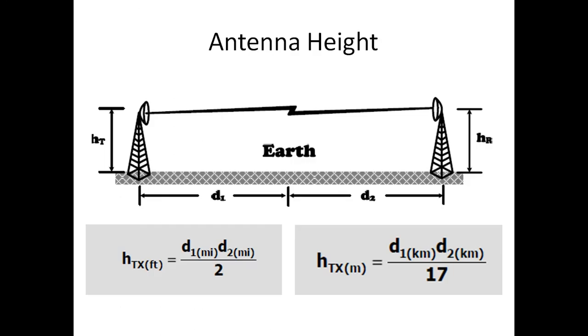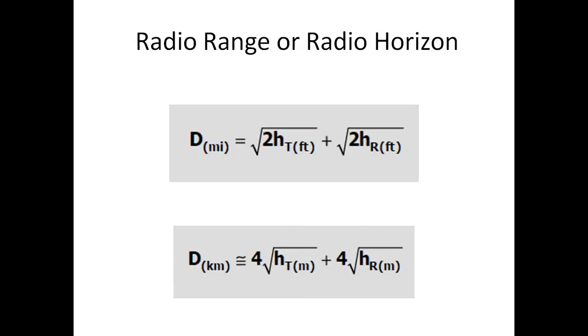So, antenna height in feet is equals to D1 times D2 in miles divided by 2. If in meters naman, yung D1 and D2 is in kilometers divided by 17. Okay? So, next, I think this is the last one, which is the radio range or the radio horizon. So, D in miles is equals to square root of 2HT plus square root of 2HR. Yung antenna height, both transmitter and receiver is naka-feet. If in kilometers naman, yung radio range, 4 times square root of HT plus 4 times square root of HR. In meters naman, yung height ng transmitter and the receiver tower. Okay? So, let's have an example.